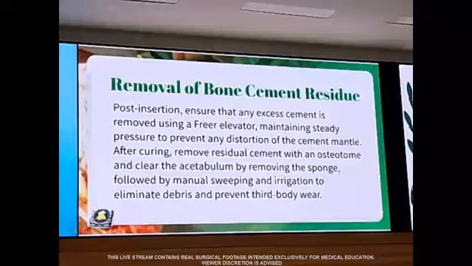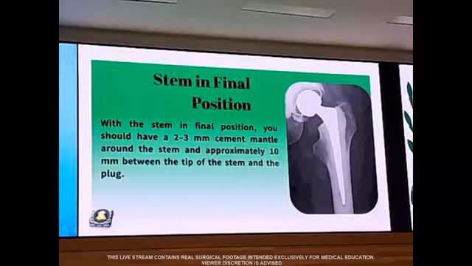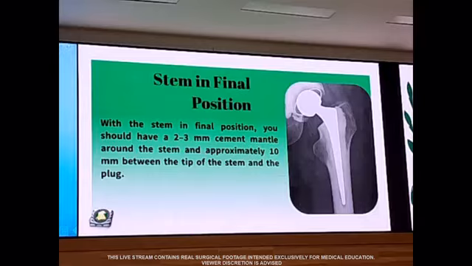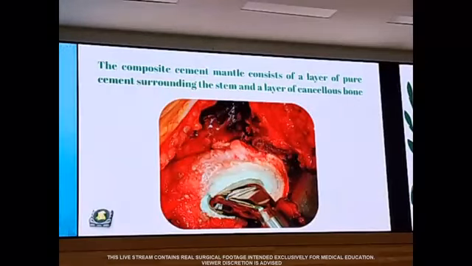Post-insertion, ensure that any excess cement is removed using an elevator. Maintain a steady pressure to prevent any distortion of the cement mantle. After curing, remove residual cement with the osteotome and clear the acetabulum by removing the sponge, followed by manual suction and irrigation to eliminate debris and prevent third body wear. When the stem is in final position, you should have a 2 to 3 mm cement mantle around the stem, approximately 10 mm between the tip of the stem and the plug. The composite cement-bone interface consists of a layer of pure cement around the stem and also a layer of cancellous bone.